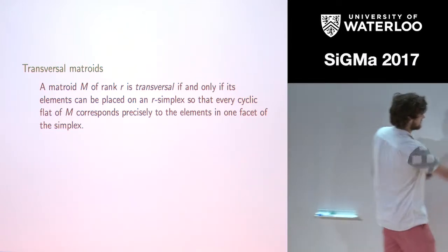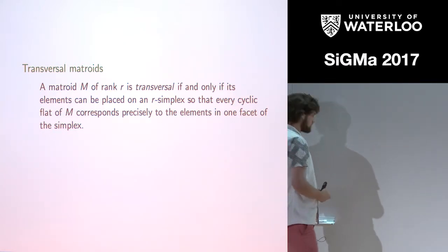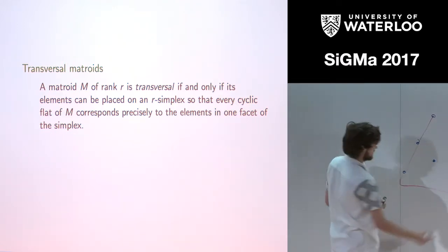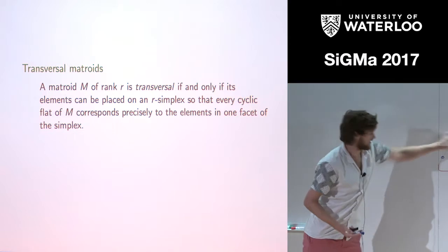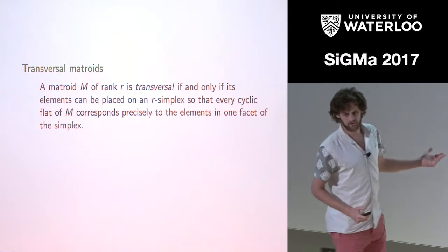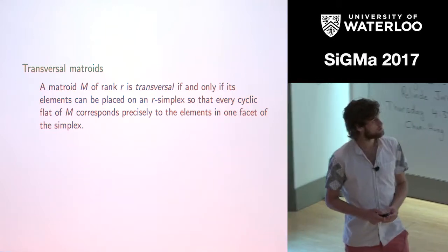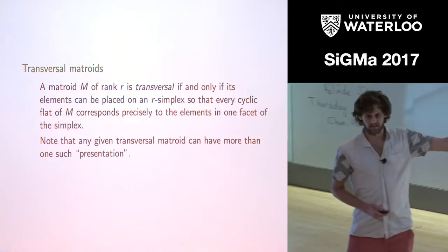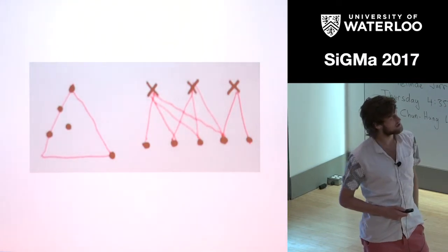So everyone's favorite simplex is the triangle, and we draw the elements on something like this. This will hopefully come in handy later. So for example, the faces correspond to the cyclic flats. And you'll notice that means there's a limit on the number of cyclic flats that we can have in a transversal matroid of rank R. It's 2 to the R. Any matroid can have more than one such presentation like this, but they all have at least one, and that's one with a corresponding set system.